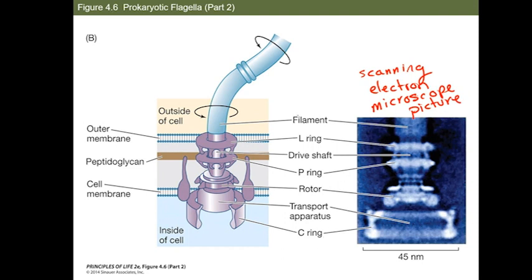So you don't need to remember all this. You just need to know that it has a protein that goes through the cell wall that acts as the motor. It has a C-ring, a transport apparatus, a rotor. So it's literally like a motor there. A P-ring, a drive shaft, an L-ring, and a filament. And this goes through the cell membrane, peptidoglycan, and outer membrane.